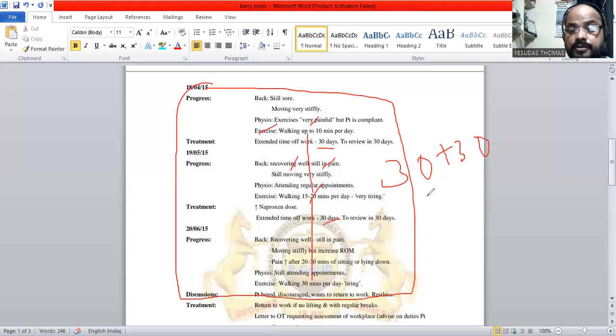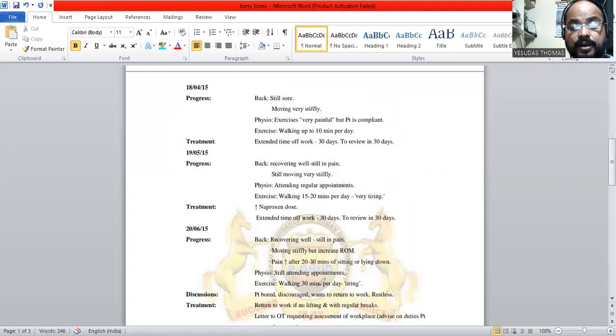The progress is not satisfactory as expected. Initially we gave 30 days off. Then we gave an additional 30 days off. Still not recovering, additional 30 days off. Right now, we need to assess his condition. Right now, he is able to walk for 30 minutes. You know that his employer is supportive. Right now, he's bored, discouraged and wants to return to work.